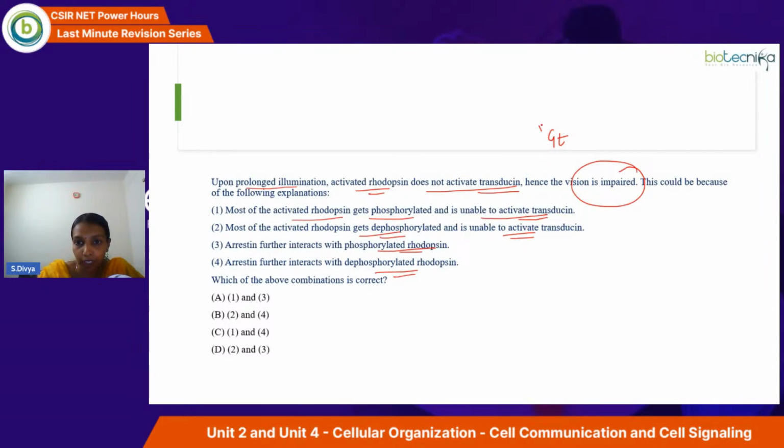GT pathway. If you are able to recollect the pathway, what happens in the light, what happens in the dark, you'll be able to get the answer. What should be the correct answer over here? Yes, Manoj, Soundarya has given the answer. Red also gave the answer.